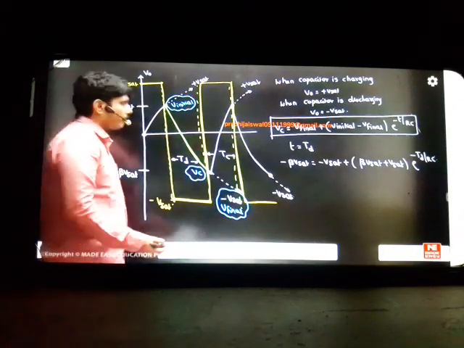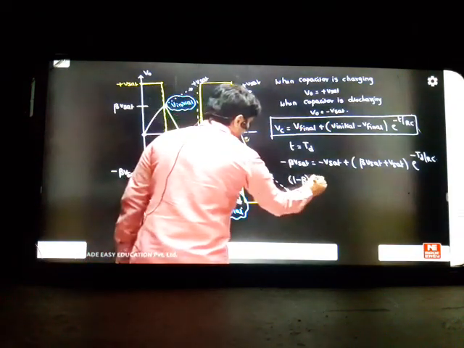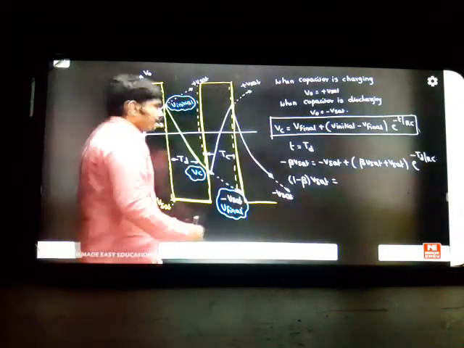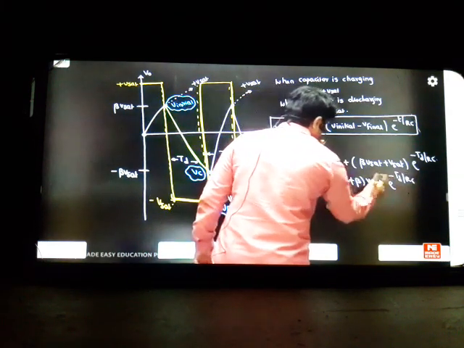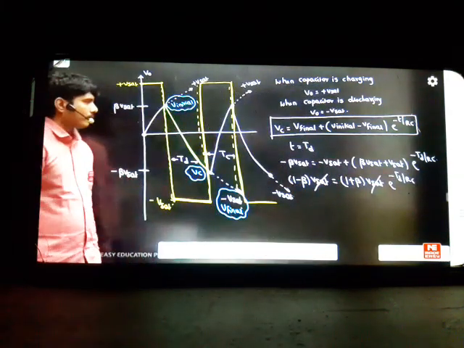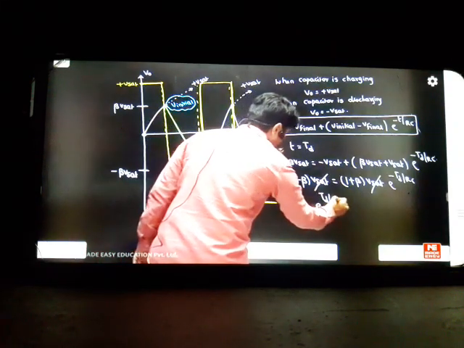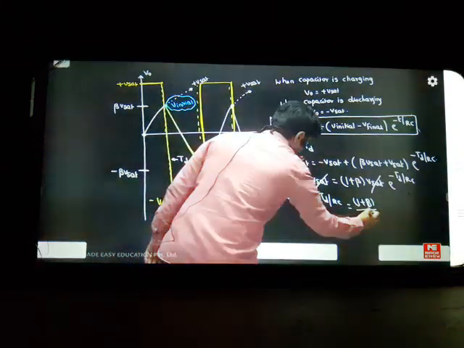So let us apply the common terms. V sat comes out: 1 minus beta V sat is equal to 1 plus beta V sat into e power minus TD by RC. V sat will be cancelled. Then e power TD by RC, if we bring this to the other side, it will become 1 plus beta by 1 minus beta.